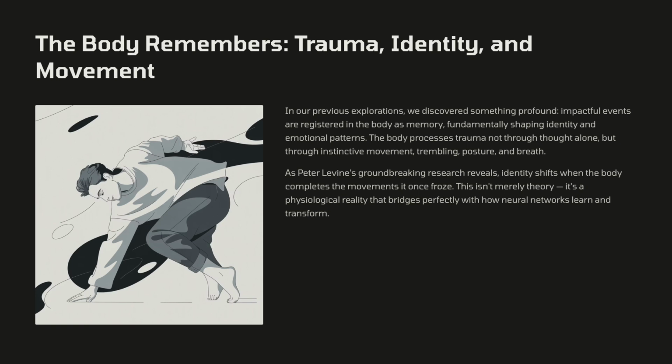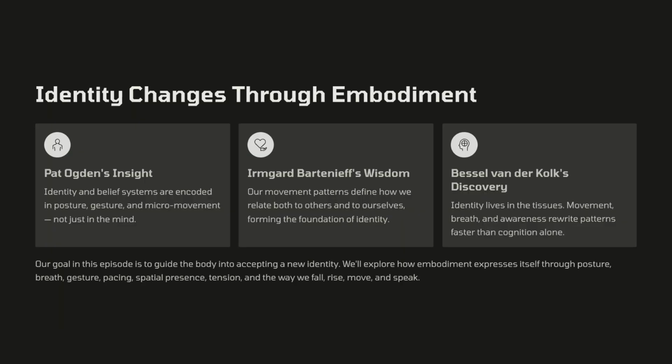As Pat Ogden explains, identity and belief systems are encoded in posture, gesture, and micro-movement. According to Irmgard Bardanieff, our movement patterns define how we relate both to others and to ourselves. Bessel van der Kolk further emphasizes that identity lives in the tissues and that movement, breath, and awareness can rewrite patterns faster than cognition alone.